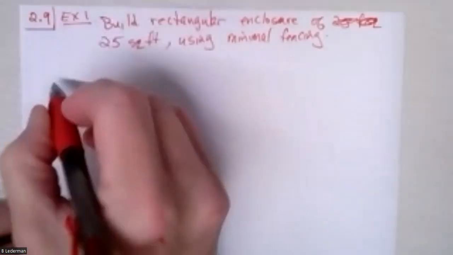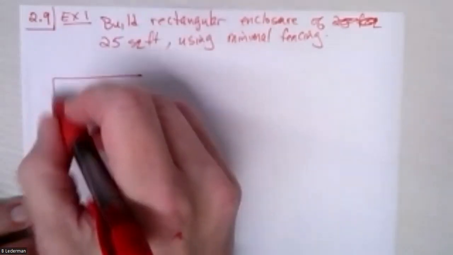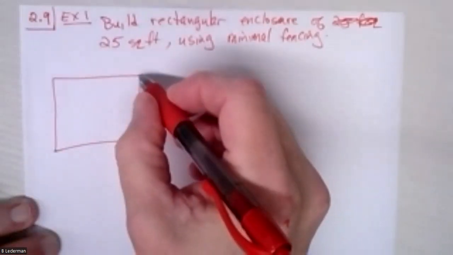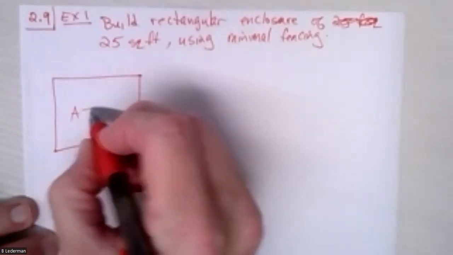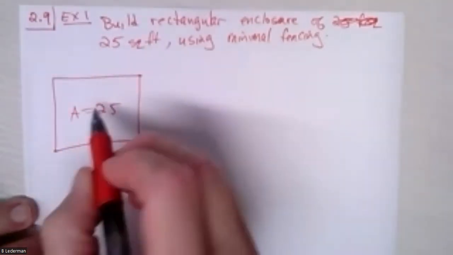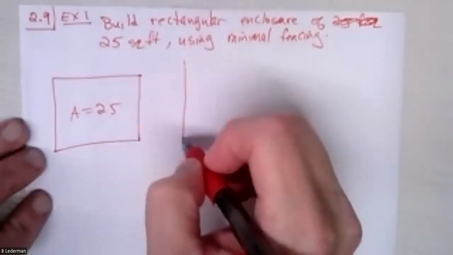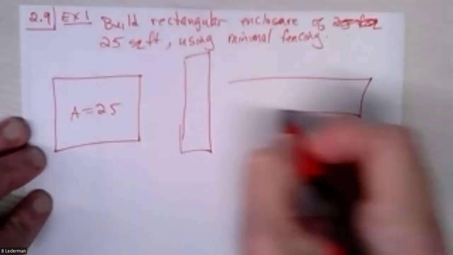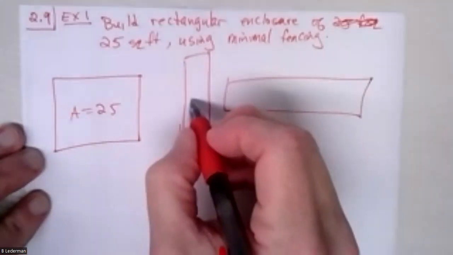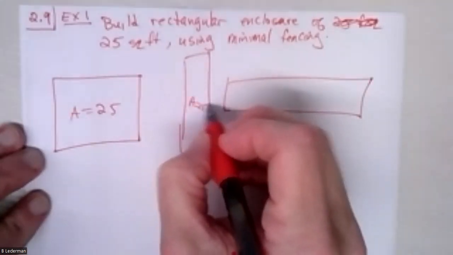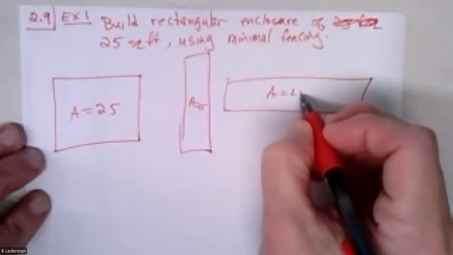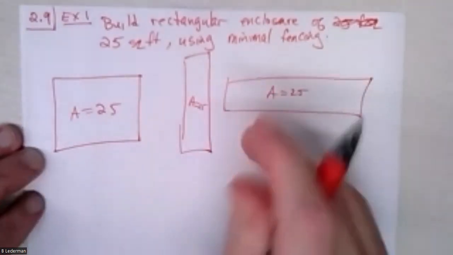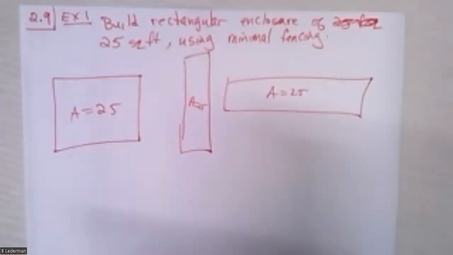So what does that mean? You have a rectangle here, and the area is 25. Now it could be shaped like this. It could be long and tall. It could be wide. There are all different shapes. As long as the area is 25, that's what I need. So the fact that's a given, that has to be. I must have a 25 area.